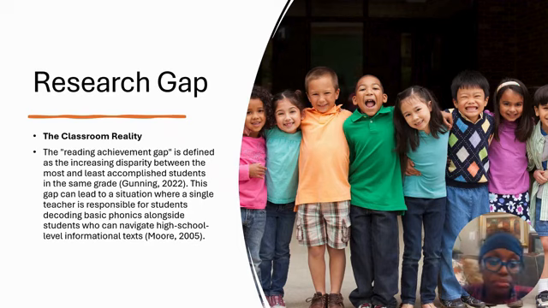All right. So, the classroom reality. The reading achievement gap is defined as the increasing disparity between the most and least accomplished students in the same grade. This gap can lead to a situation where a single teacher is responsible for students decoding basic phonics alongside students who can navigate high school level informational text.